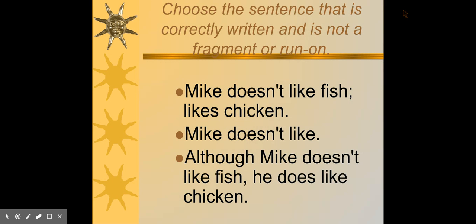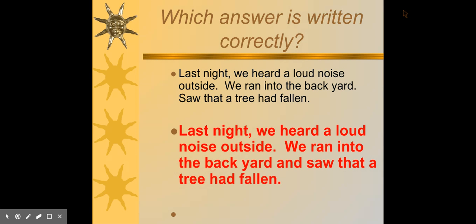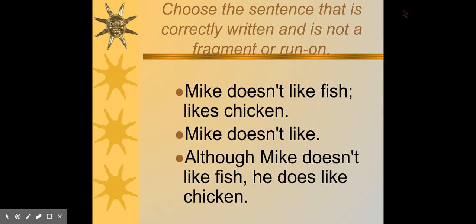All right, let's choose the sentence that is written correctly and is not a fragment or run-on. Mike doesn't like fish, likes chicken. Mike doesn't like. Although Mike doesn't like fish, he does like chicken. All right, it's the third option. Let me go back to that. It's the third option because we have a subject and a verb and a complete thought, and everything makes sense.